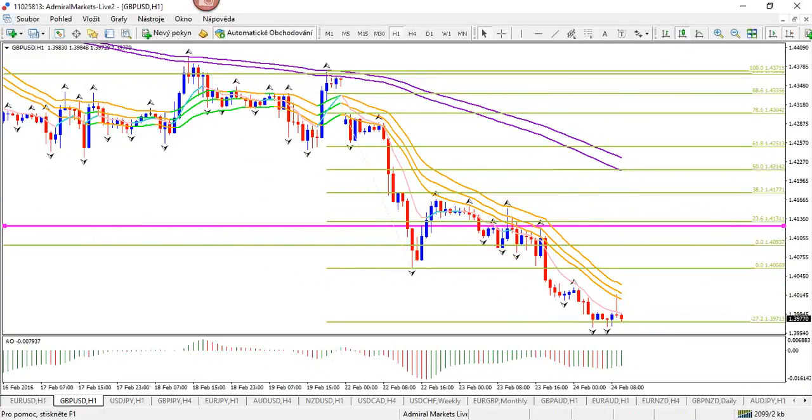Let me give you those. S1 is 139.13. S2, 138.40. So 139.15 or 139.20 makes sense, just to go a bit above that 139. And the second target could be all the way down at 138.40, apparently. If the pound has been moving a lot, that could maybe be possible. But after that, I would really be cautious.